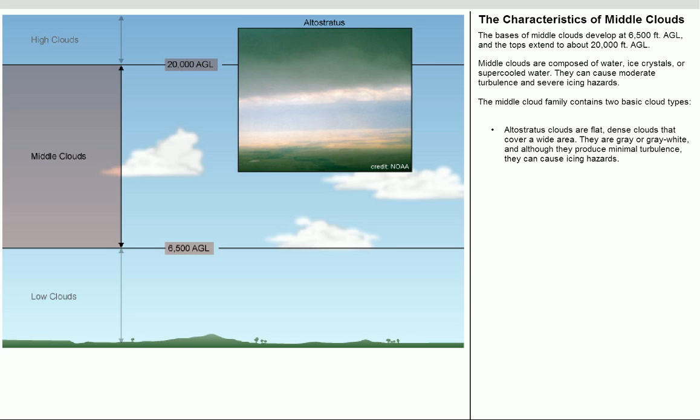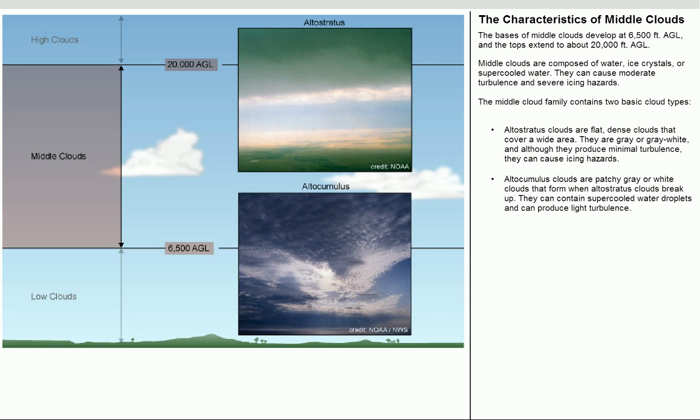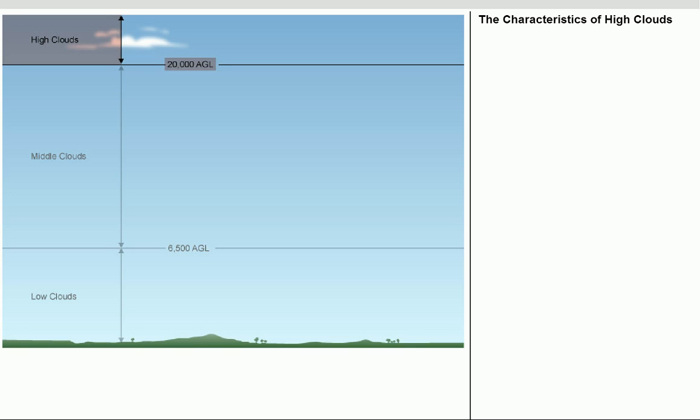Altostratus clouds are flat, dense clouds that cover a wide area. These clouds are a uniform gray or gray-white in color. Although they produce minimal turbulence, they can cause icing hazards to aircraft. Altocumulus clouds are patchy gray or white clouds that often form when altostratus clouds start to break up. These clouds can contain supercooled water droplets. They usually extend over a wide area and can produce light turbulence.